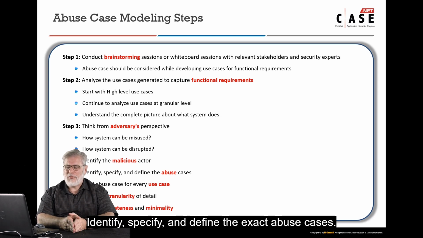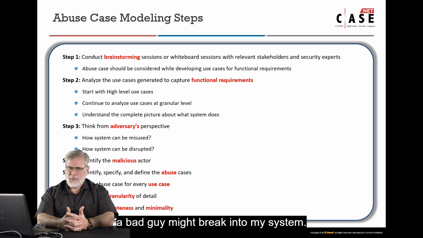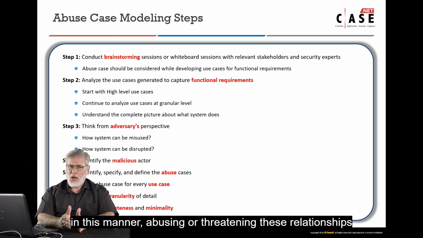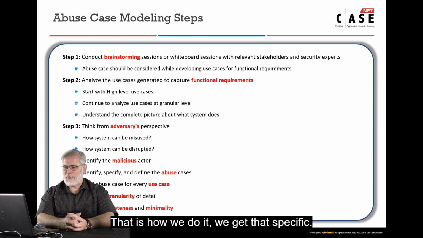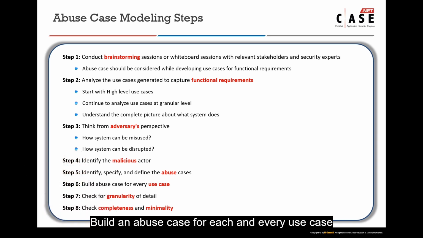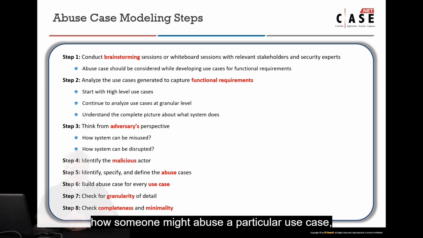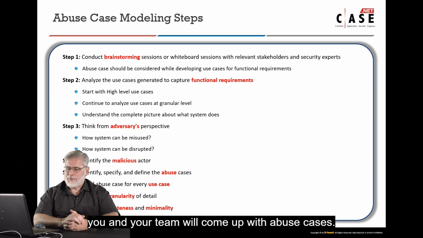Identify, specify, and define the exact abuse cases. It's not adequate to say, a bad guy might break into my system. A specific bad guy might break into my system in this manner, abusing or threatening these relationships in my normal use case. That is how we do it. We get that specific. Build an abuse case for each and every use case. Now, you might not immediately see how someone might abuse a particular use case, but I am confident that if you give it enough thought, you and your team will come up with abuse cases.